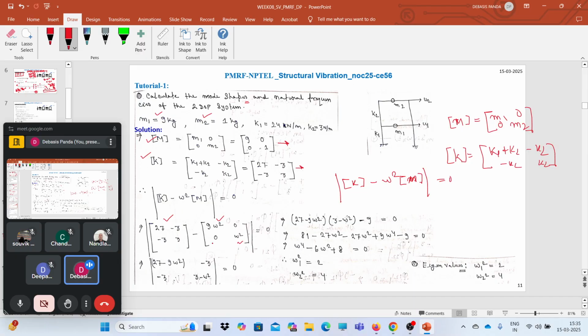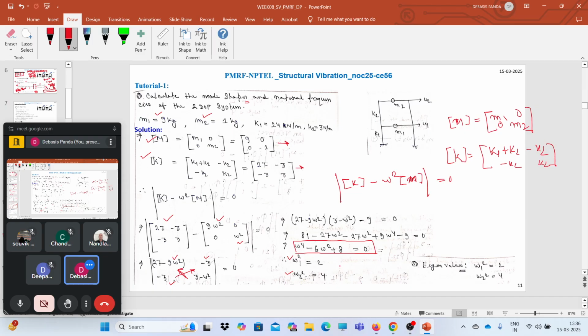Now what we need to do? Just simplify it. 27 minus 9 omega square, minus 3, minus 3, 3 minus omega square. Now calculate the determinant. So you need to multiply the cross terms, and minus, you need to multiply these two. Precisely this has been done here, and finally we have this equation, right? So we have omega 1 square.